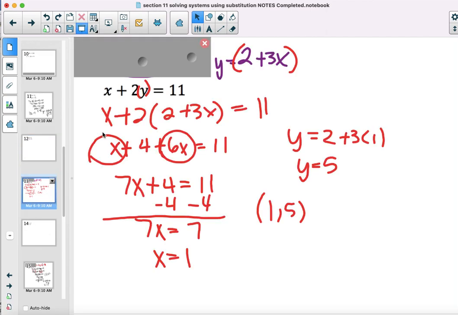All right, on example number 5, we have y equals 2 plus 3x, or y equals 3x plus 2. And we're going to plug that in for the y. So when we distribute, we get x plus 4 plus 6x equals 11. So 2 times 2 and 2 times 3x. And that's okay if that in parentheses is opposite of what you have. Simplifying that down, x equals 1, and y then when you plug it back in gets 5.